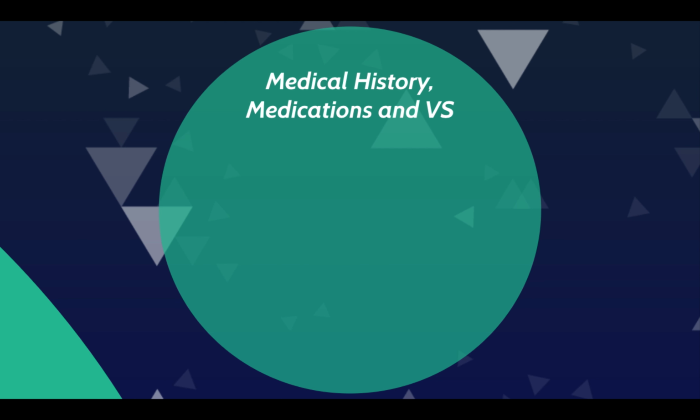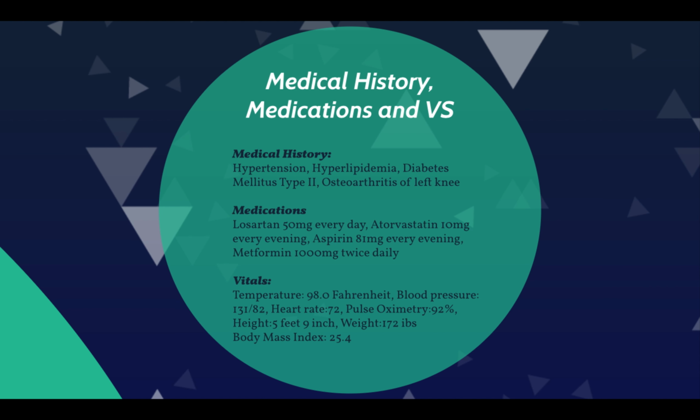First of all, let's go through his medical history, the medications he's taking, and his vital signs. It looks like he has hypertension, hyperlipidemia, type 2 diabetes, and osteoarthritis in his left knee. He's currently taking losartan, atorvastatin, aspirin, metformin, and now he'll be taking gabapentin along with those medications. And it looks like overall his vitals seem to be pretty stable.